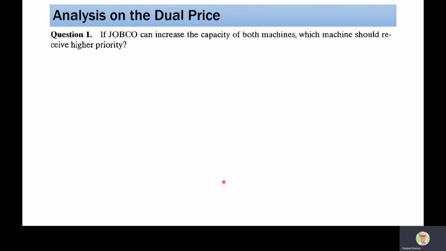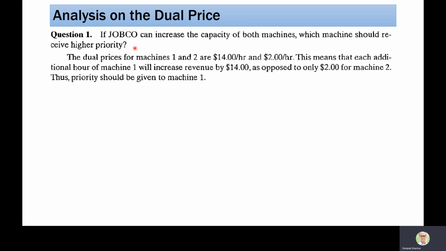Let us have one brainstorming session. Question 1 is, Jobco can increase the capacity of both machines. Which machine should receive the higher priority? Meaning that if I'm going to change the right hand side, that is the capacity, which machine is going to give me more profit? Now you are getting the idea that we already calculated the dual price, which is positive, and we increase one by one. Which one is going to give me more profit or more revenue?